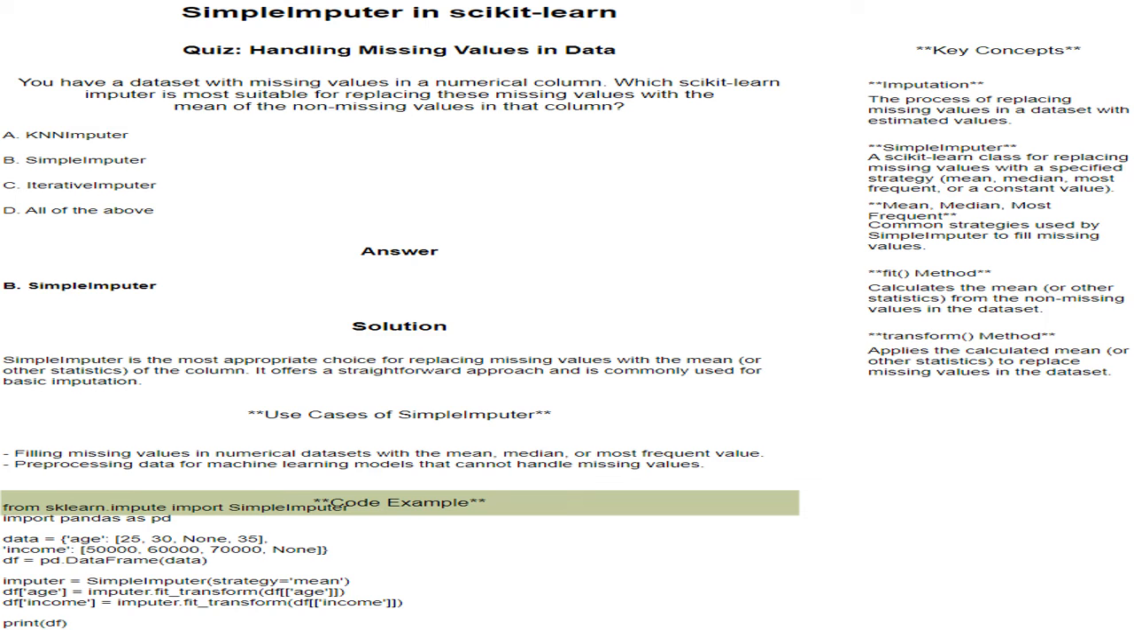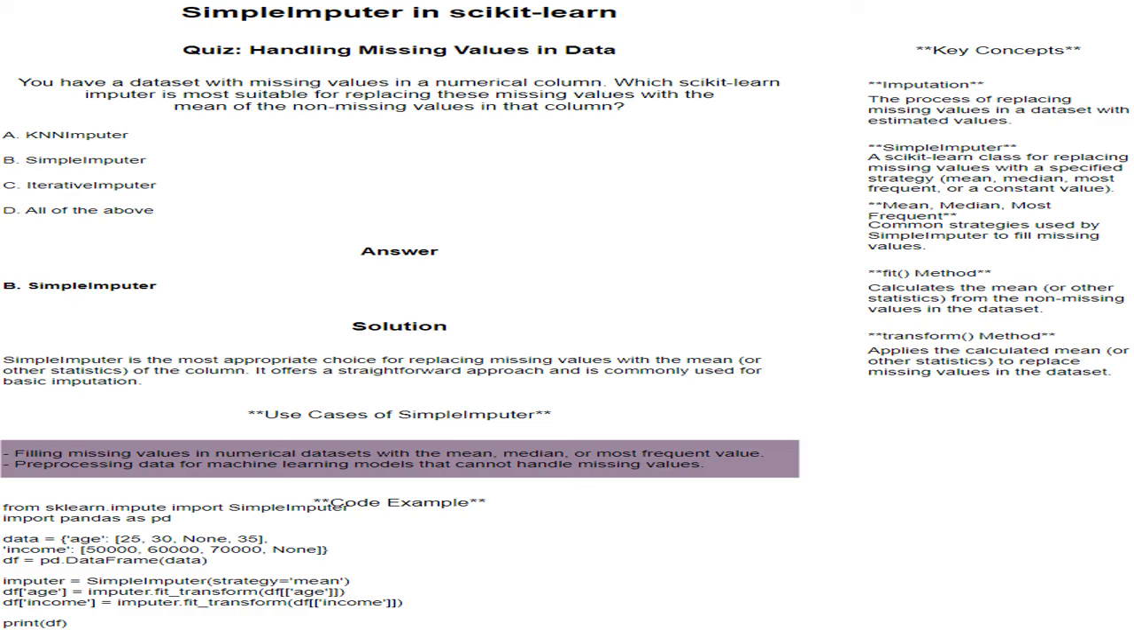Print df. Age, income. 0: 25.0, 50,000.0. 1: 30.0, 60,000.0. 2: 30.0, 70,000.0. 3: 35.0, 60,000.0. Use case: filling missing values in numerical datasets with the mean, median, or most frequent value.